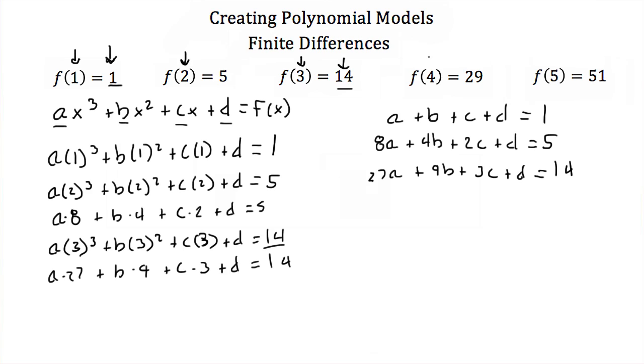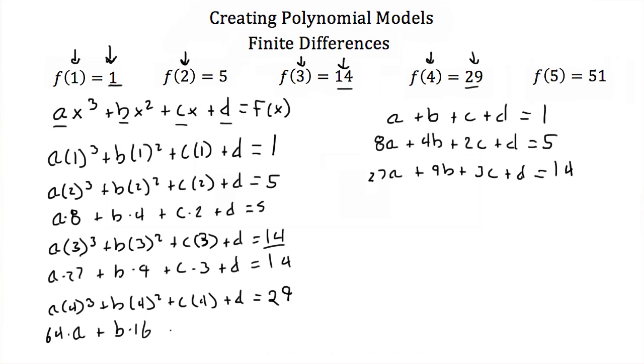Well, we need one more equation, so we're going to plug in 4 for x and 29 for our function value, or f of x. If we do that, we'll get a times 4 cubed plus b times 4 squared plus c times 4 plus d is equal to 29. Again, we'll simplify. 4 cubed is 64, so 64 times a. 4 squared is 16, so b times 16, plus c times 4 plus d is equal to 29. So our fourth equation then is 64a plus 16b plus 4c plus d is equal to 29.